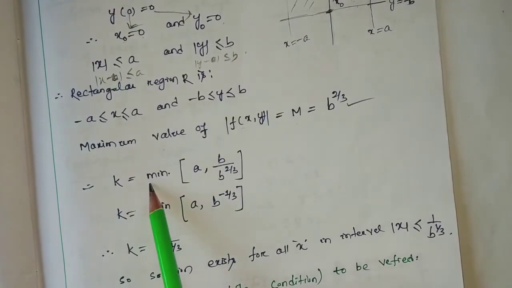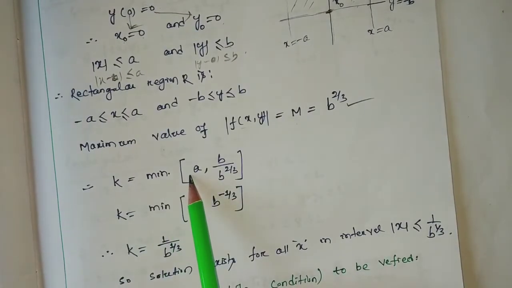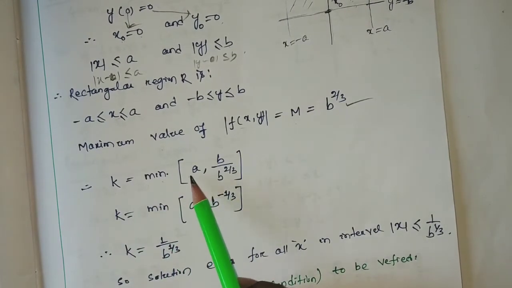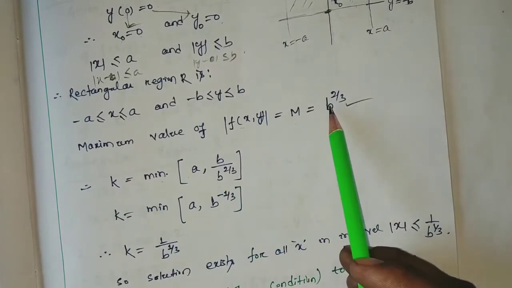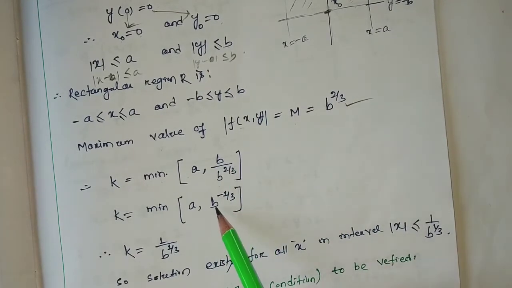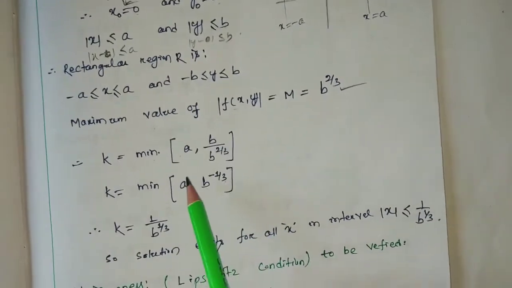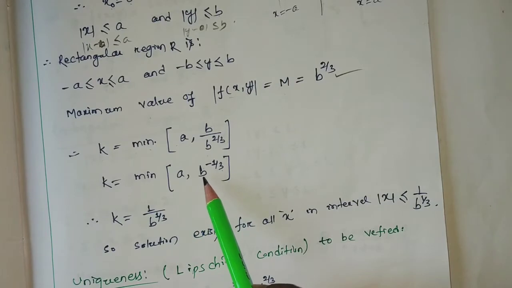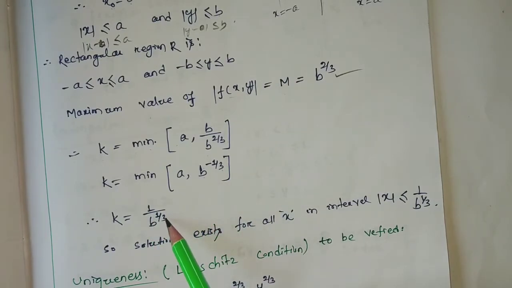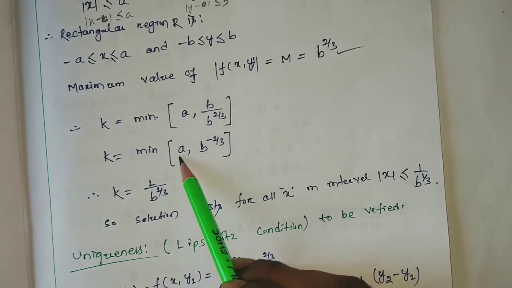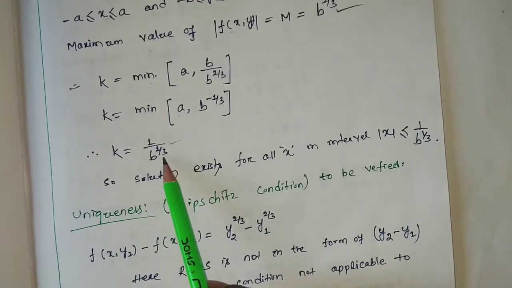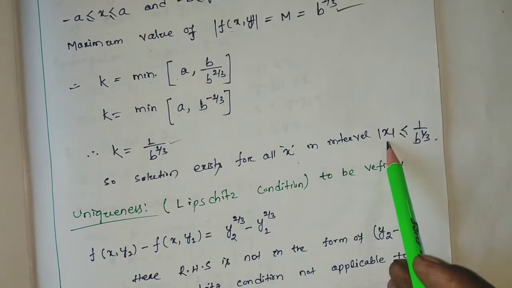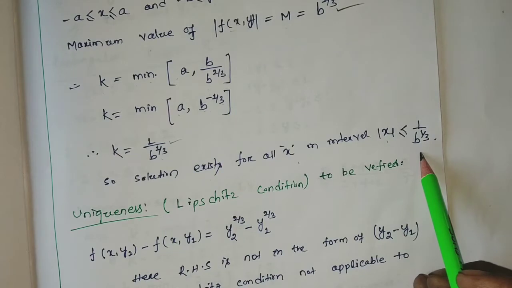So the minimum value between a and b by m, so k is nothing but the minimum of a and b by m, that is b to the power 2 by 3, so this will be b to the power 1 by 3. So here you can see that this is a and this is 1 by b to the power something, so obviously this value will be less than that of a. So the k value is 1 by b to the power 1 by 3. So we can say that the solution exists for all x in the interval mod x less than 1 by b to the power 1 by 3.